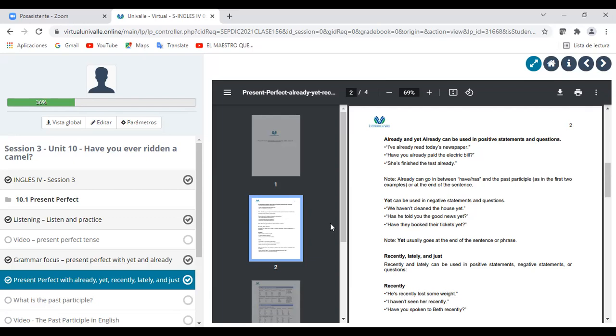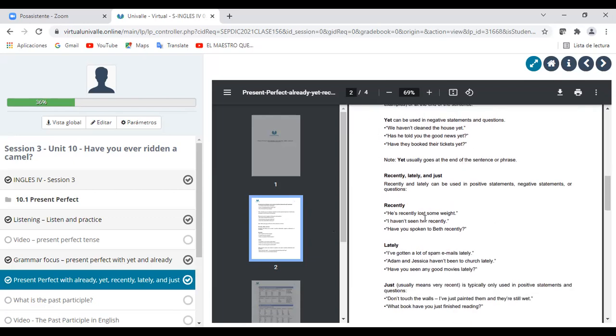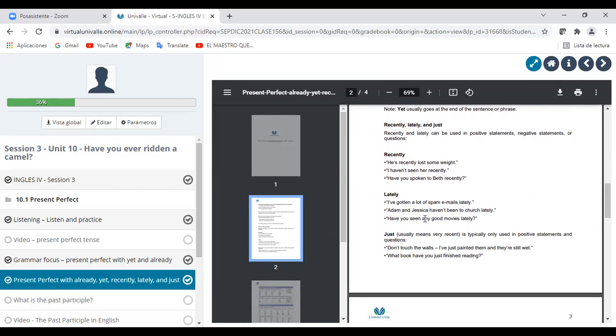Recently, lately, and just. Recently and lately can be used in positive statements, negative statements, or questions. He's recently lost some weight. I haven't seen her recently. Have you spoken to Beth recently? I've gotten a lot of spam emails lately. Adam and Jessica haven't been to church lately. Have you seen any good movies lately?